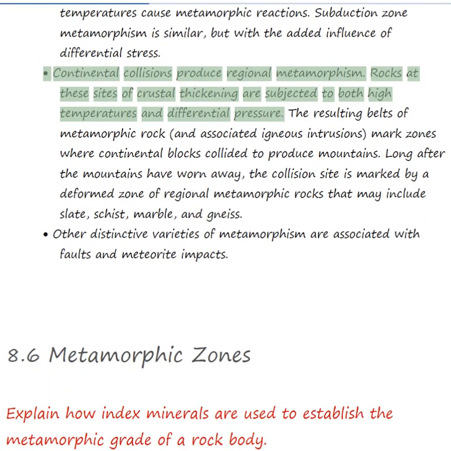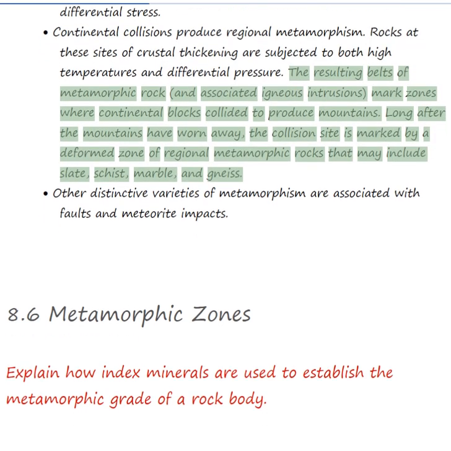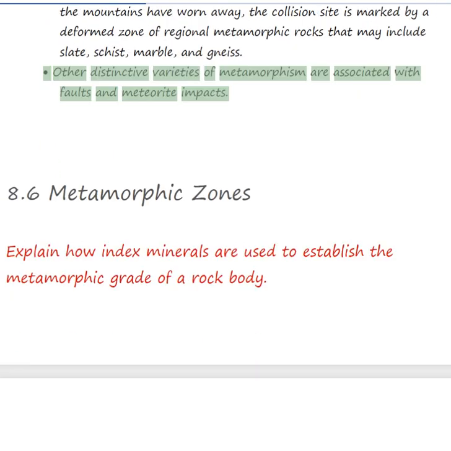Continental collisions produce regional metamorphism. Rocks at these sites of crustal thickening are subjected to both high temperatures and differential pressure. The resulting belts of metamorphic rock mark zones where continental blocks collided to produce mountains. Long after the mountains have worn away, the collision site is marked by a deformed zone of regional metamorphic rocks that may include slate, schist, marble, and gneiss. Other distinctive varieties of metamorphism are associated with faults and meteorite impacts.